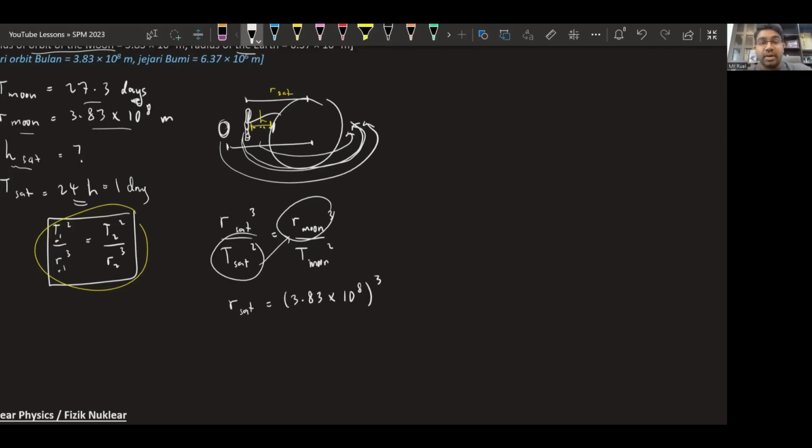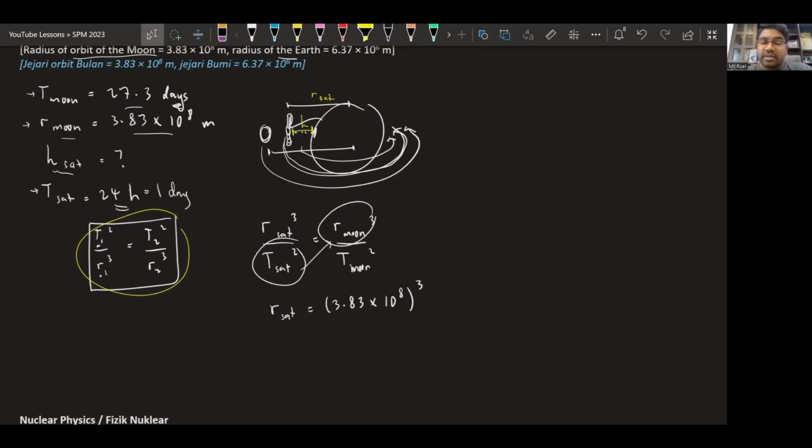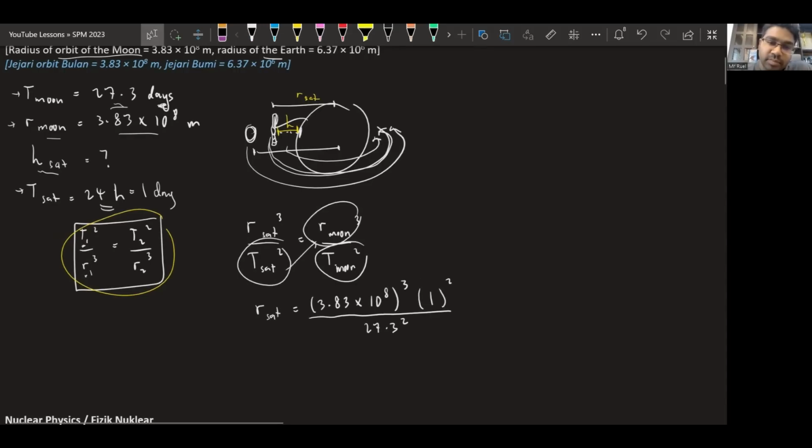It doesn't matter as long as both periods are the same units. As this goes to the radius as well, both must be the same unit. So this one multiplied by, if I just change to 1, then it's much easier. So 1 squared, and then we divide this by the period of the moon, 27.3 days. So 27.3 squared. And then the whole thing we need to cube root.